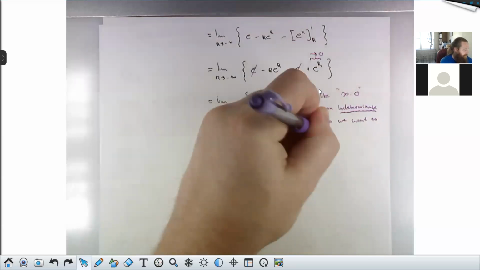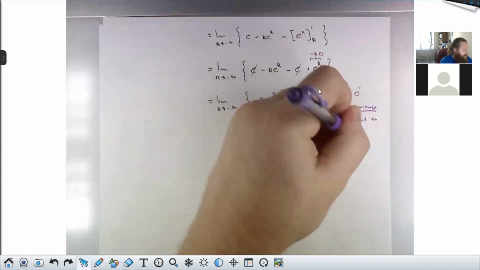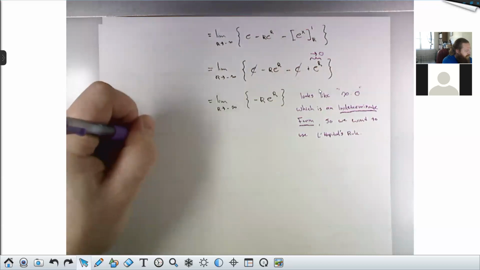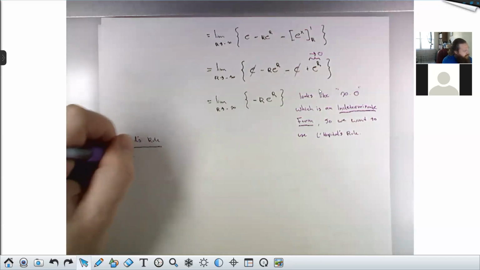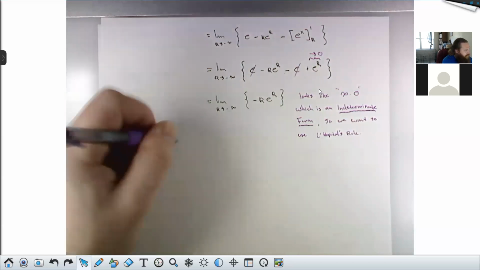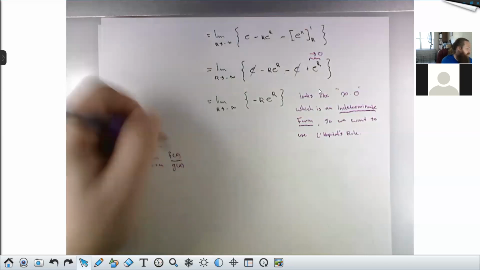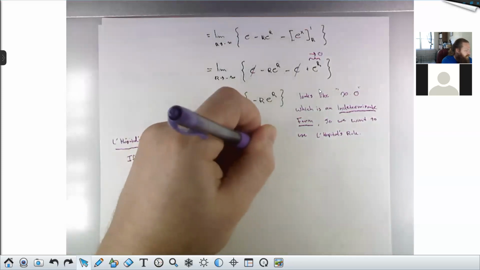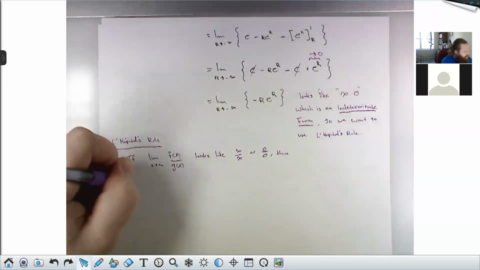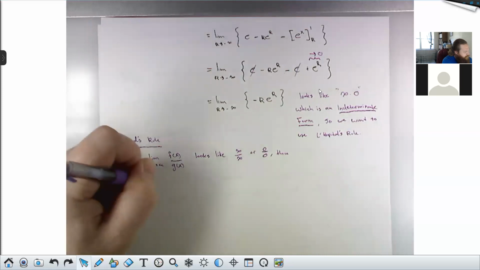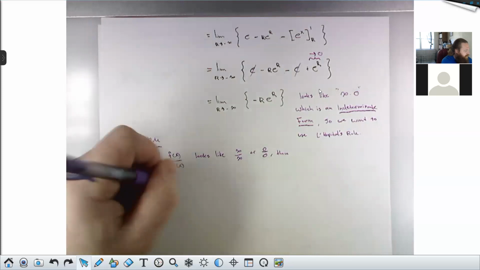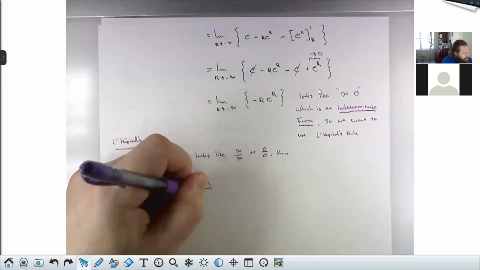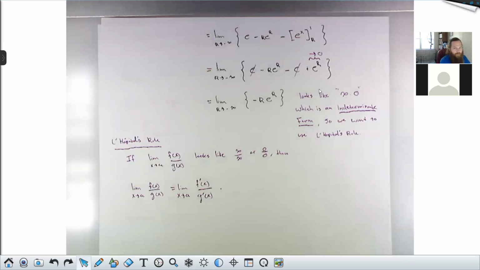So I want to use L'Hopital's rule. And L'Hopital's rule says if the limit as x goes to a of f of x over g of x looks like infinity over infinity or 0 over 0, then you can take the derivative of the top and the derivative of the bottom and try again. In other words, the original limit would be equal to the limit of the ratio of derivatives. This is the statement of L'Hopital's rule.